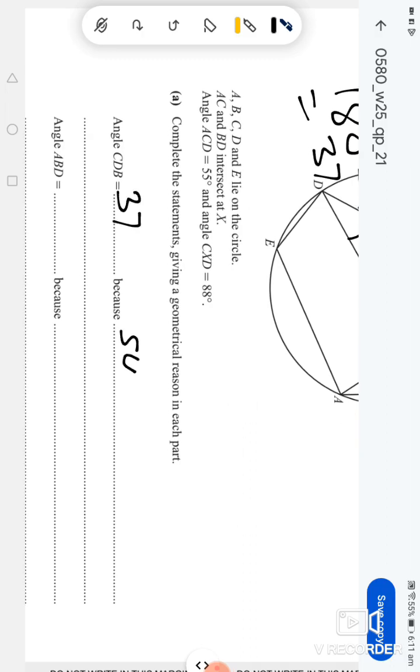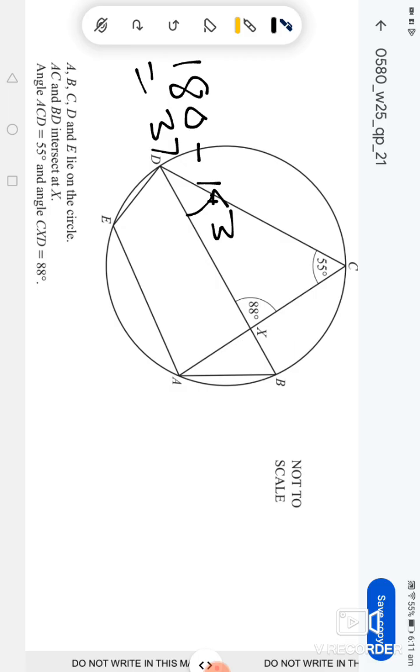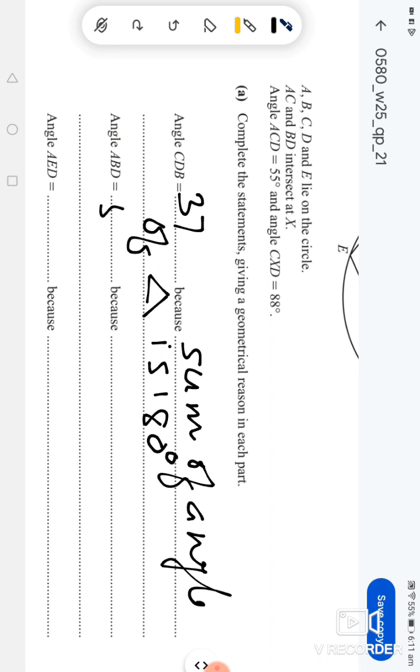because sum of angles of a triangle is 180 degrees. Angle ABD, this one. So that is the same segment, that is 55 degrees, right, on the same segment.